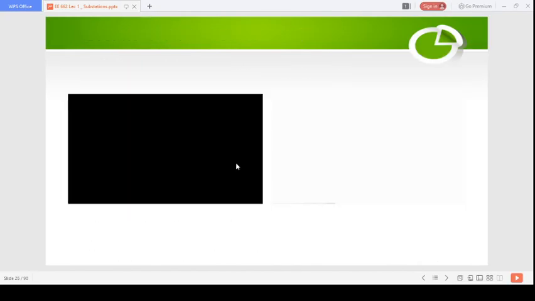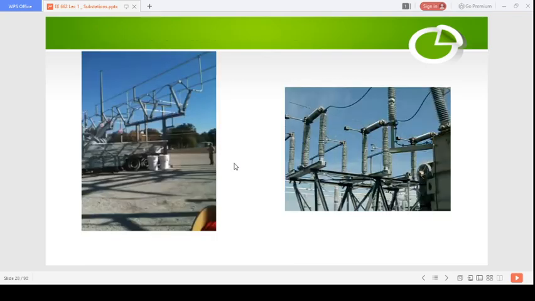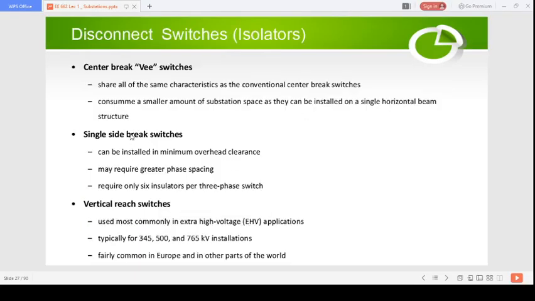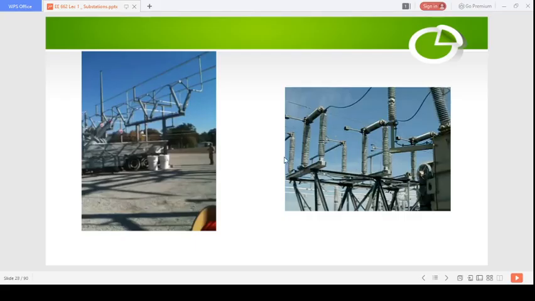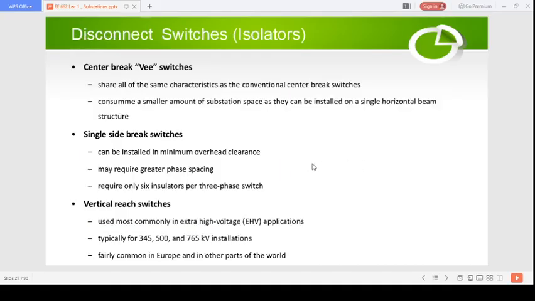So you can easily find a video on YouTube to see how this single side breaker operates. You open it from one side. Again you need 6 insulators for the 3-phase. That means 2 insulators per phase, so you have 1, 2, and then the connection is between those two, and it operates from the one end. So it's a single side breaker, so only one side is broken.